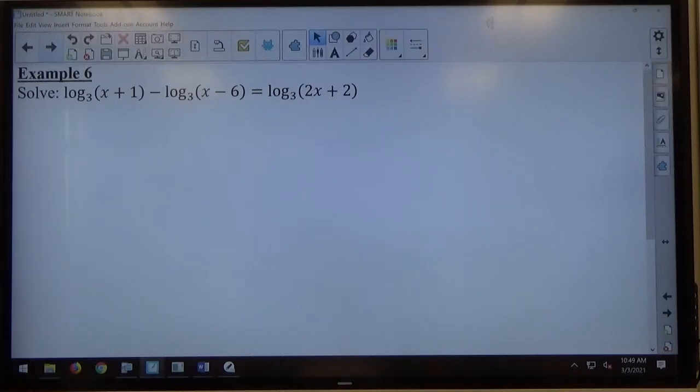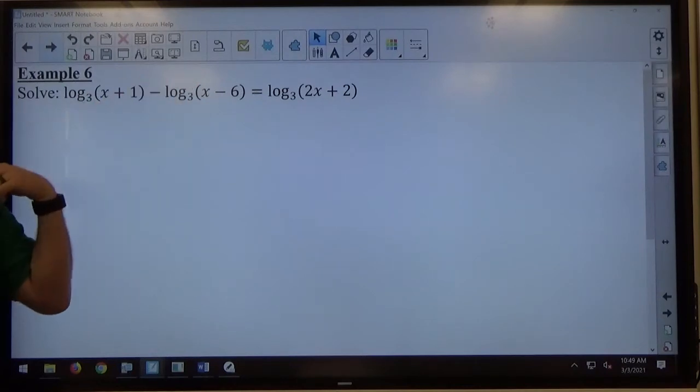Okay, so for example 3, we have log of x plus 1 base 3 minus log of x minus 6 base 3 equals log of 2x plus 2 base 3. All the bases are the same. I've got logs all over the place. So again, my two possibilities: either log equals log or log equals number. This looks like log equals log is where I want to go with this.